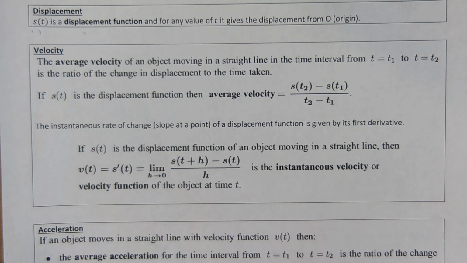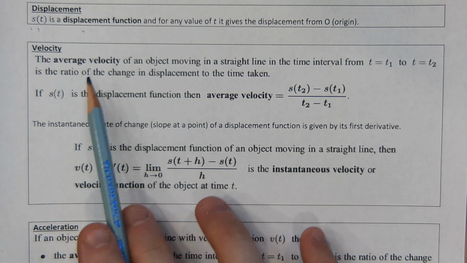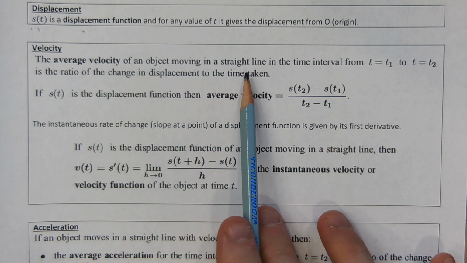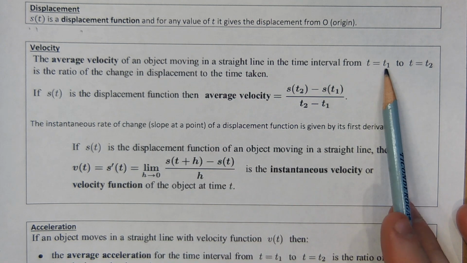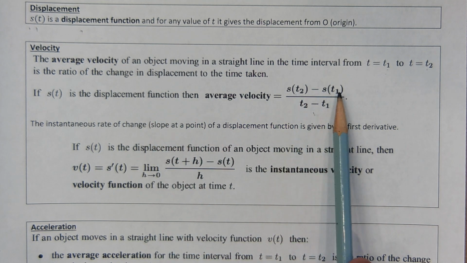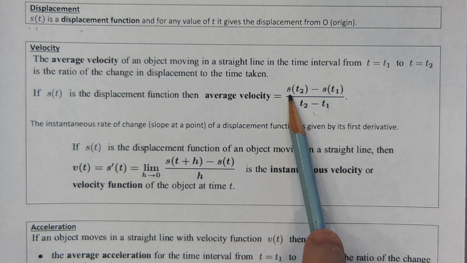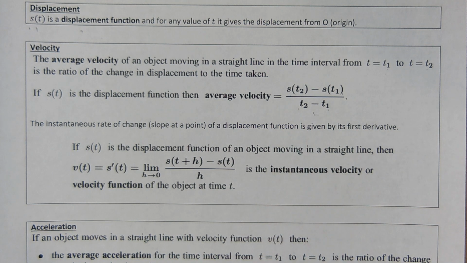First, let's talk about average velocity. It's just an average rate of change. It's all it is. So the average velocity is the average rate of change of the displacement function. Anyway, the average velocity of an object moving in a straight line from time t1 to time t2 is legitimately just the slope formula, y2 minus y1 over x2 minus x1. But of course, instead of x's, we're using t's, and instead of y, we're using s. But it's legitimately just the slope function, average velocity.